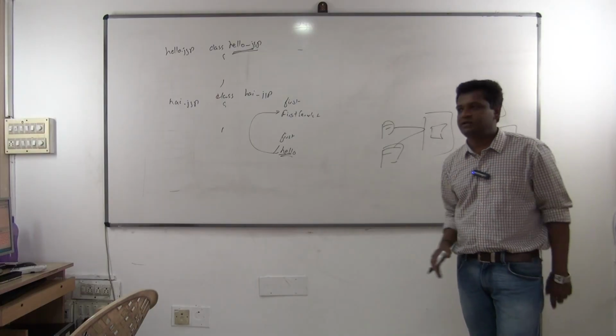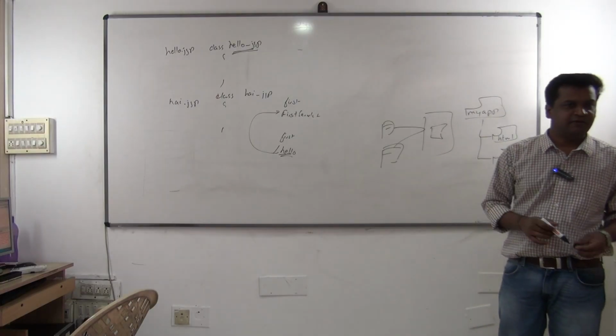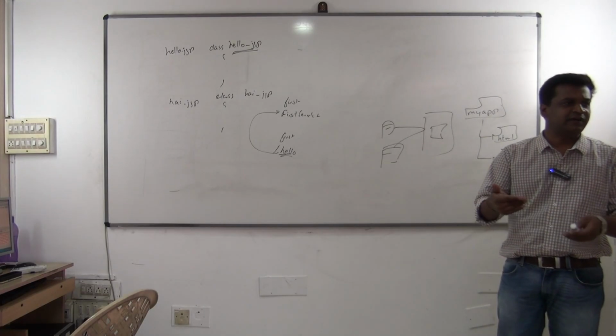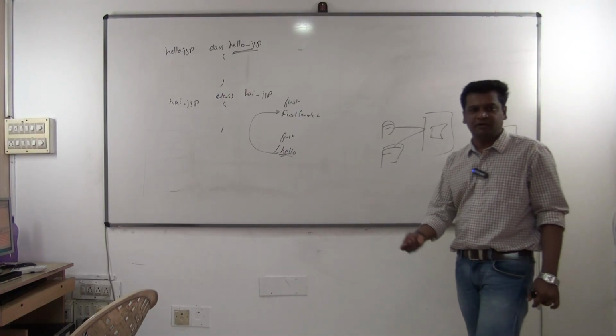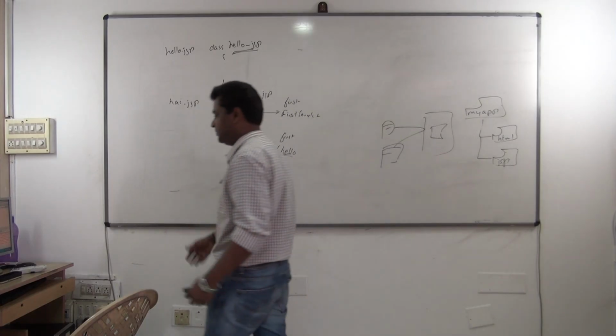So this is how the subject stands. I have clearly given you the idea: why no mapping for this, why no mapping for that. I think that would have been one of your questions: why no mapping for JSP?